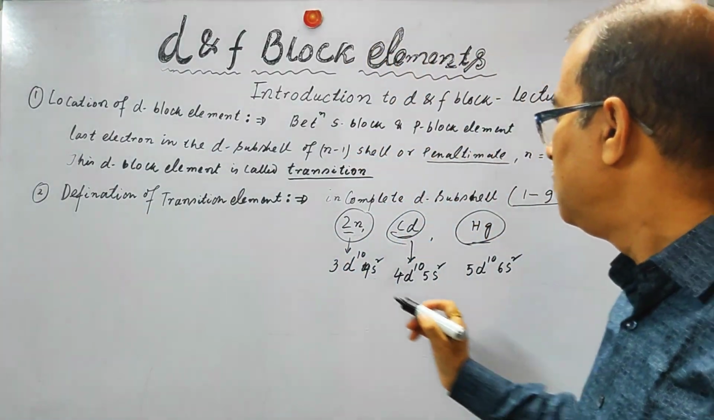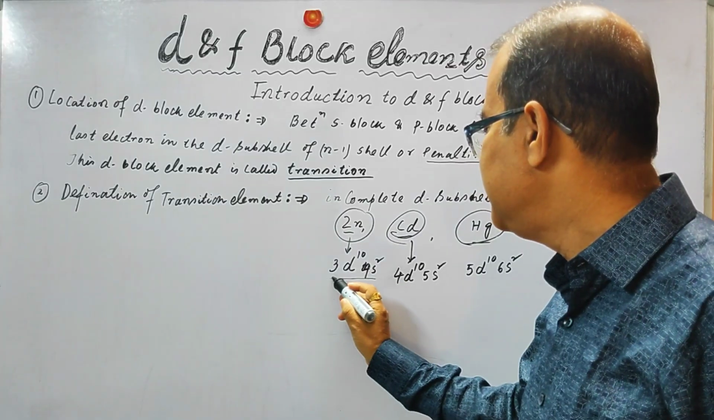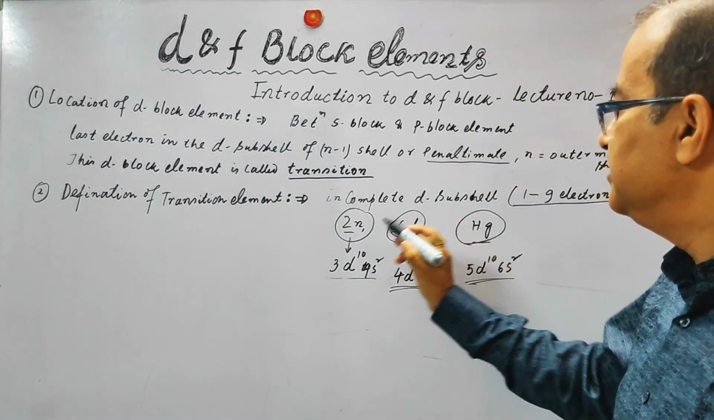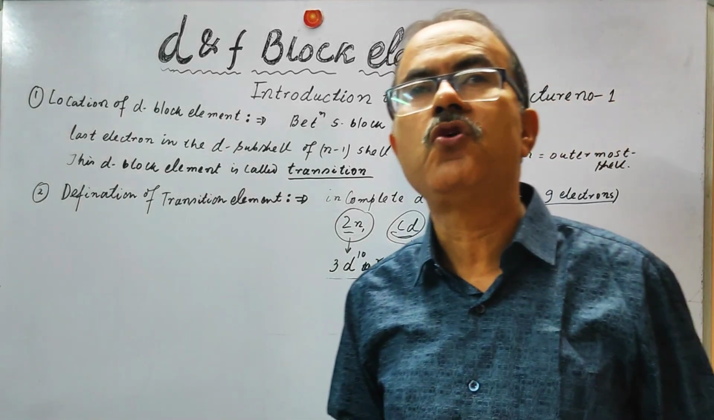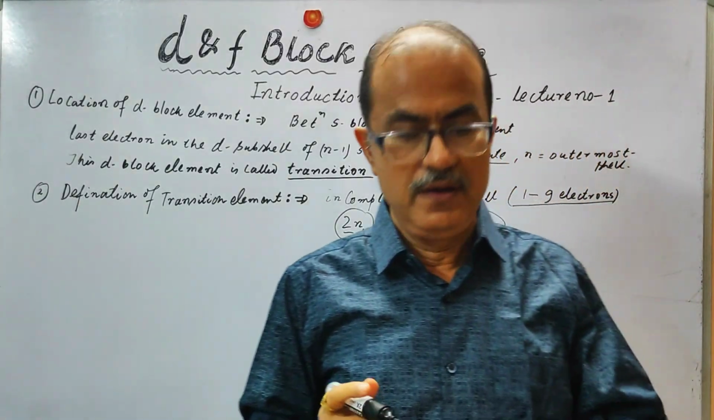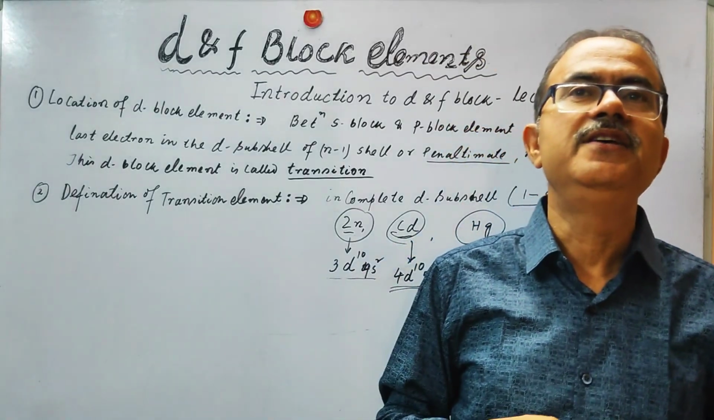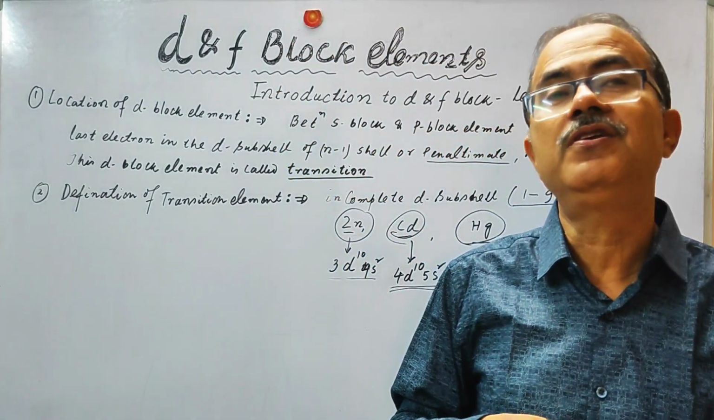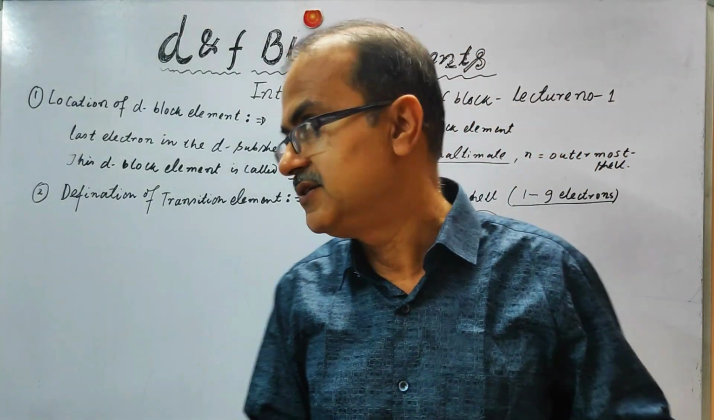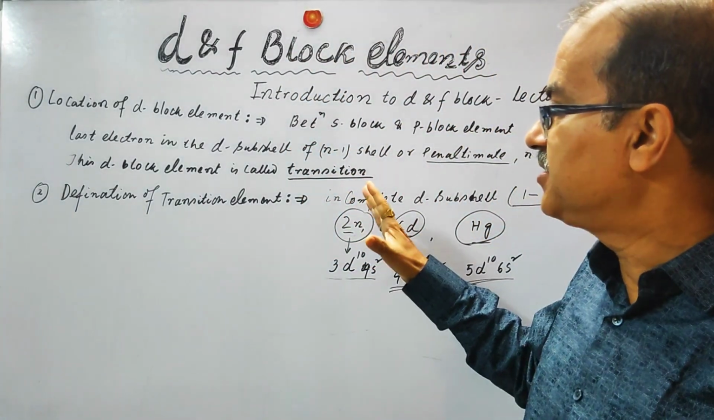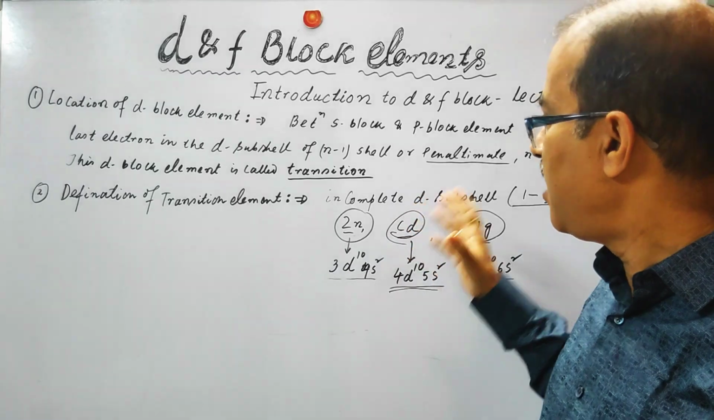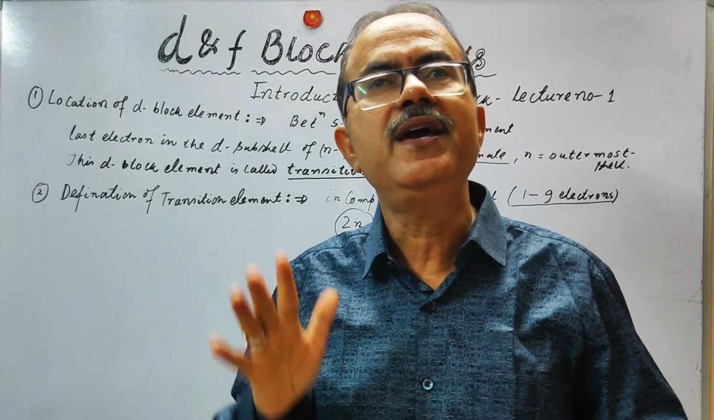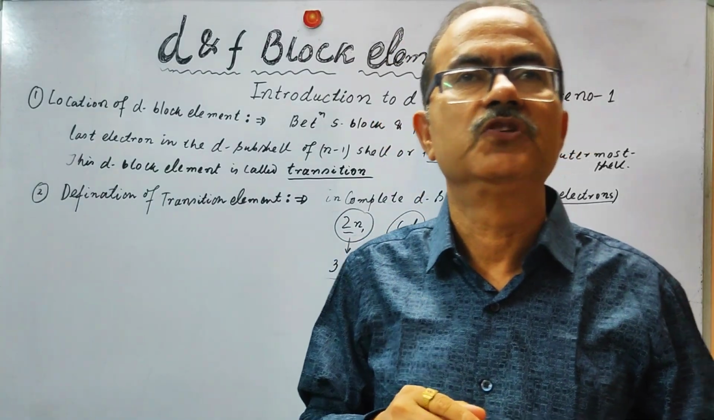So this is a thing we have to always consider: zinc, cadmium and Hg, because of the filled d subshell, are not transition elements, but they are d-block elements. We have to understand. So we understand the definition of transition element and why zinc, cadmium and Hg are not transition elements. Okay.